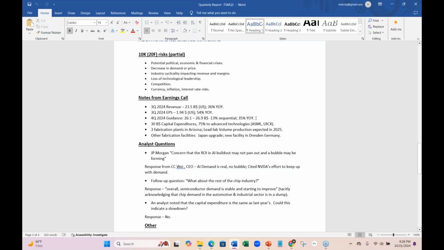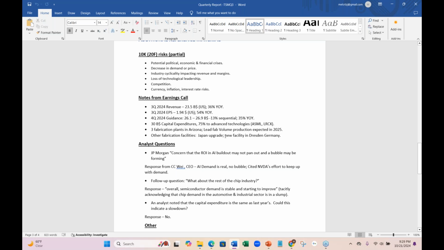The whole driving point here is that the hyperscalers, the Googles, the Microsofts, Amazons, they're building these data centers, and they're using not only their own chips but NVIDIA's chips. And so TSM is just very, very busy. Capital expenditures, you could see here, and most of that's going to the advanced technologies, which we're talking about ASML and Lam Research. What I learned, which I think is interesting, there's 3 fabrication plants going up in Arizona, being constructed by TSM and funded in part by our CHIPS Act that was signed last year. And the lead fab's volume production is expected next year. Something I didn't know, which I thought was kind of interesting.